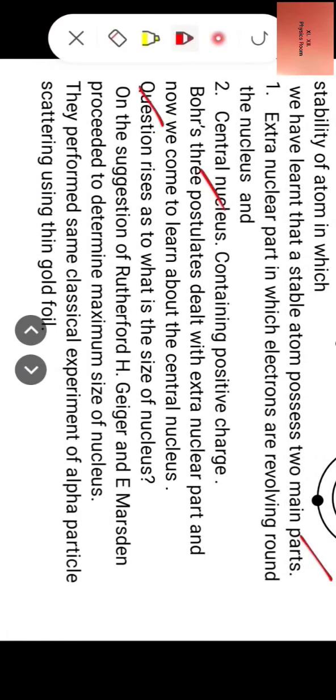The question arises as to what is the size of the nucleus. On the suggestion of Rutherford, H. Geiger and E. Marsden proceeded to determine the maximum size of the nucleus. They performed the same classical experiment of alpha particle scattering using thin gold foil.